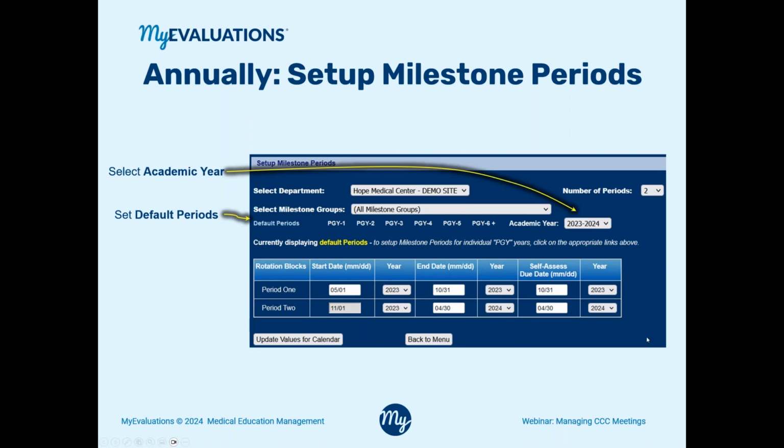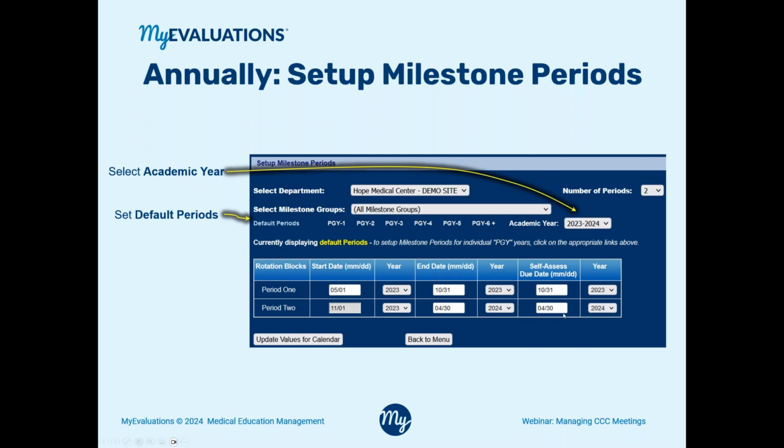So in this screen image here, you can see that we have rotation blocks for period 1 and period 2. Period 1 is from May 1 till 10/31, and period 2 is from November 1st till April 30th of 2024. So looking at the 2023-2024 academic year, we've set our review dates to correspond to when the CCC will meet. In this example, I have already enabled self-assessments for trainees. You will learn during this webinar how to set that up.